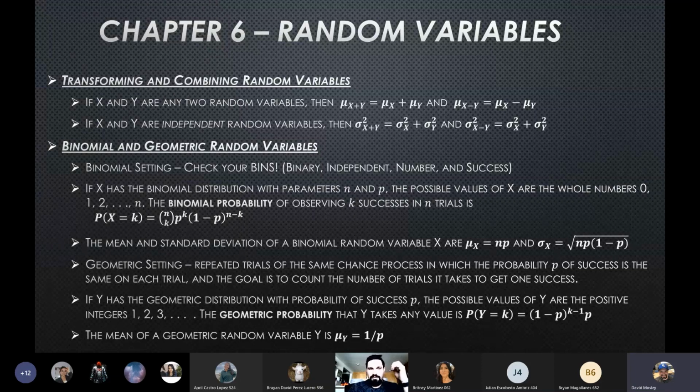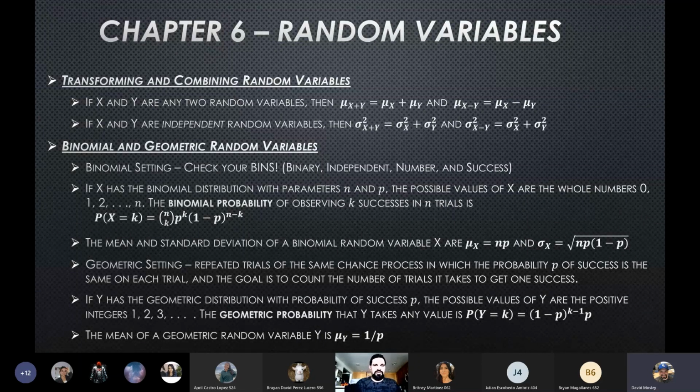For a geometric random variable, we need to check for a geometric setting. This has repeated trials of the same chance process in which the probability p of success is the same for each trial, just like with a binomial. However, the goal is to count the number of trials it takes to get one success. The binomial is measuring what's the probability of getting a certain number of successes in a set number of trials. Geometric does not have a set number of trials.